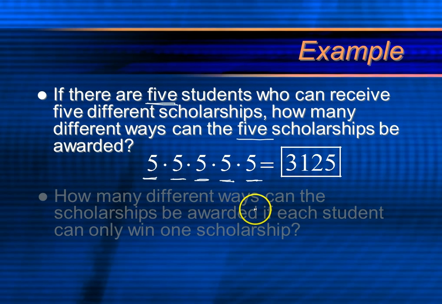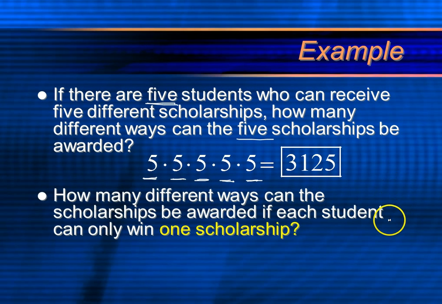that they're awarded. Now, if we change it a little bit to how many different ways can the scholarships be awarded if each student can only win 1? So how's that going to change this? How many people can win the first scholarship? 5 different people. But now, how many people can win this second scholarship? It's not going to be 5 anymore. There's only 4 because you can only have 1. So the person who won the first one can't win again.